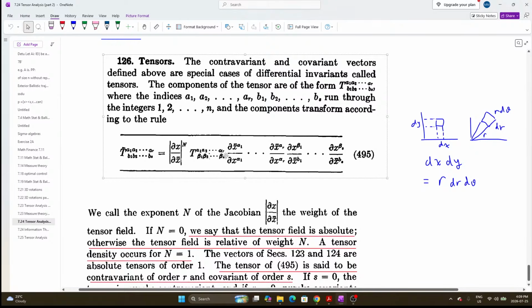So yesterday, even though we saw the tensor definition, there was still something that seems a little bit mysterious, because in all of our examples, there is no such factor of dx over dx bar raised to the n. Here it says when n equals 0, namely there's no such Jacobian factor, we say the tensor field is absolute. So far we've been dealing with absolute tensor fields. Otherwise, the tensor field is relative to weight n. A tensor density occurs for n equals 1.